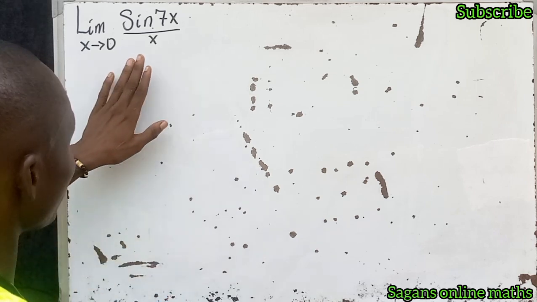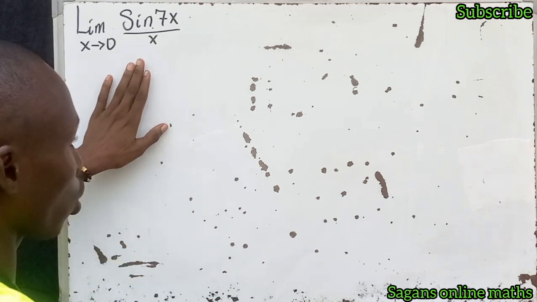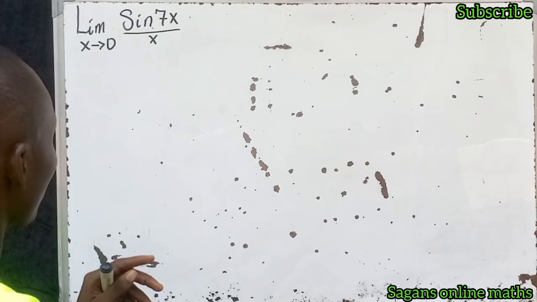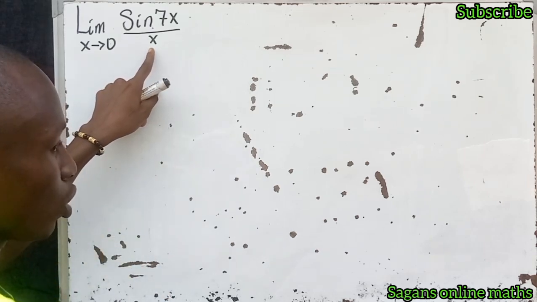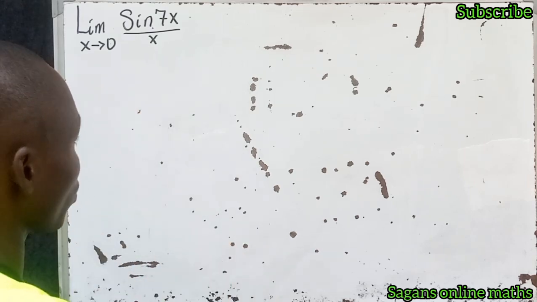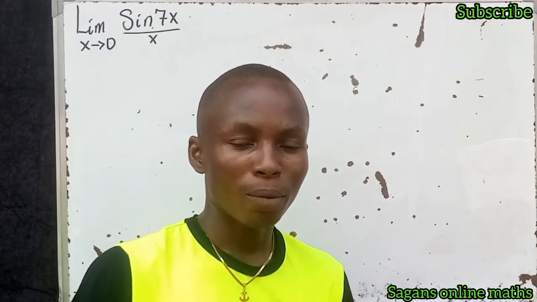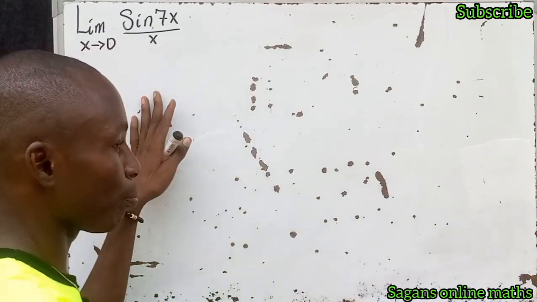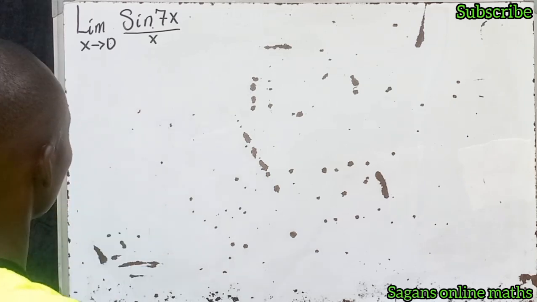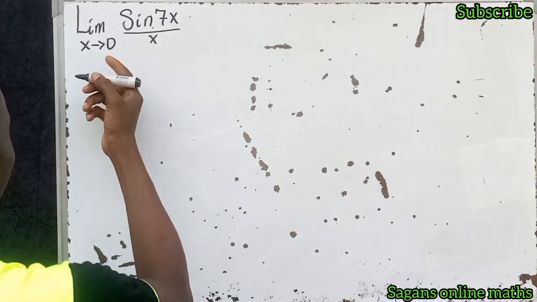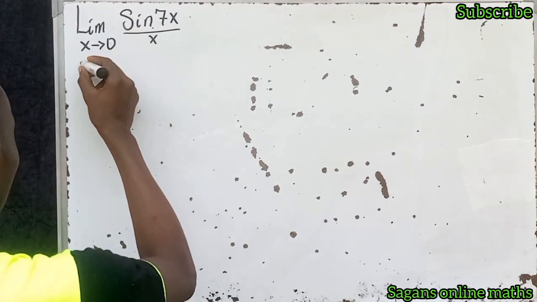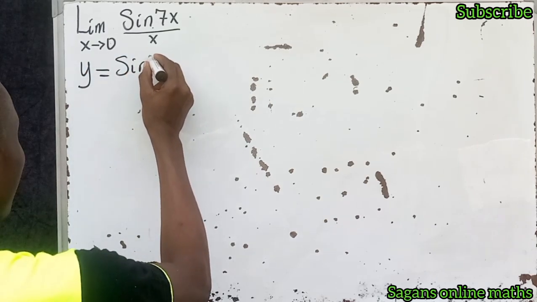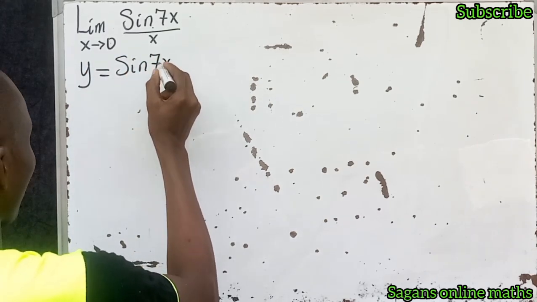Now in this problem, L'Hôpital's rule is going to help us a lot, right? Because sine 7x is a function and x is also a function. So what are we going to do if you have two functions? You can use our chain rule, because these functions are not multiplying each other. So you can say let y be equal to sine 7x, right?